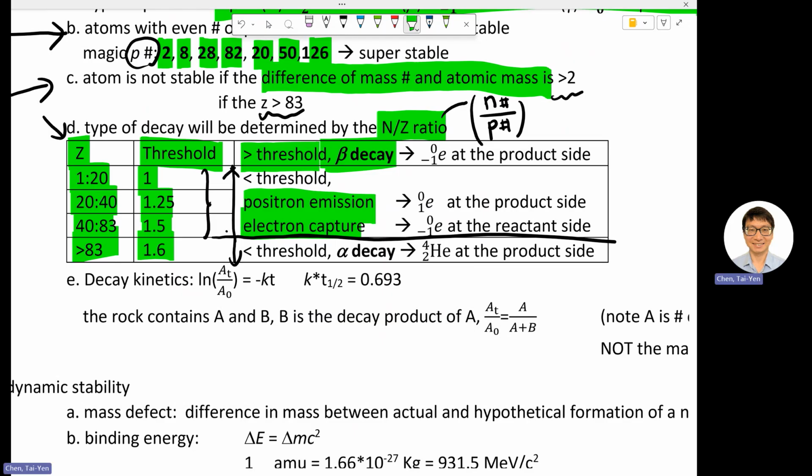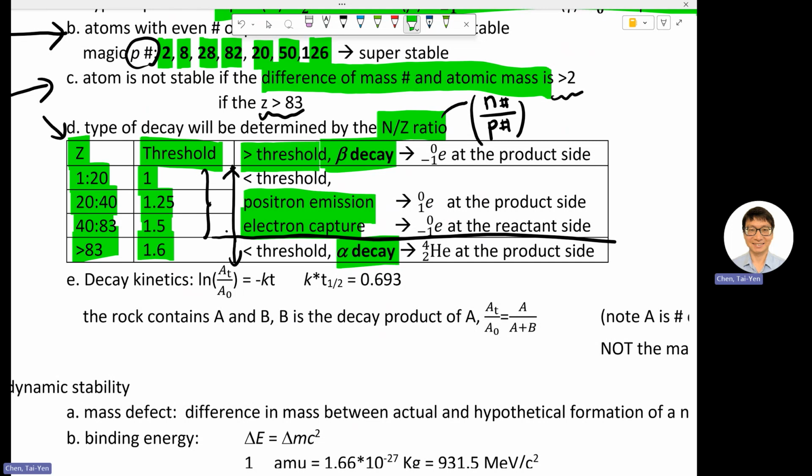If you have Z larger than 83, and your N to Z ratio is smaller than the threshold, which here is 1.6, then you're going to have an alpha decay. That means you're going to have a helium-4 (2,4) on the product side. So this summarizes all the scenarios we have. If you can understand this table and use it, then you have no problem knowing what kind of decay you can expect for a given nucleus.